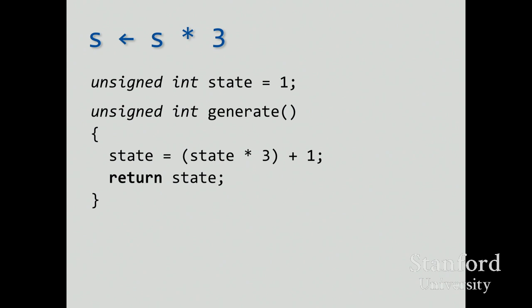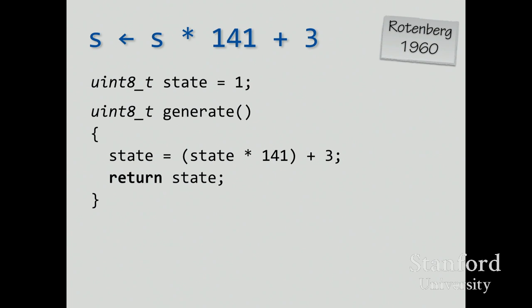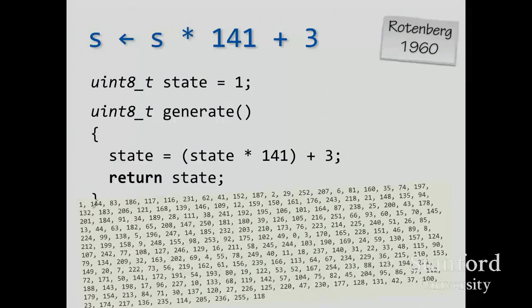Actually, there's something not very good about choosing, there are some rules for these constants, and so instead of multiplying by three and adding one, we'll multiply by 141, which is a nicer number, and add three, just to keep the three in there. And I've also reduced the size of things to 8-bit, so we can see the whole thing. And so if we look at that, that gives us the whole sequence of numbers.